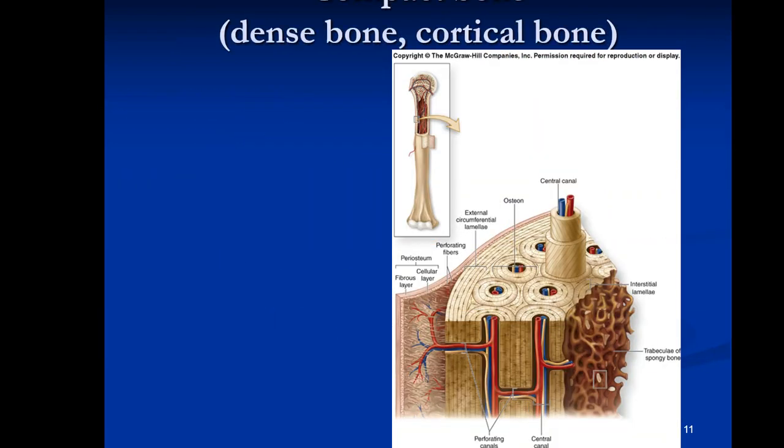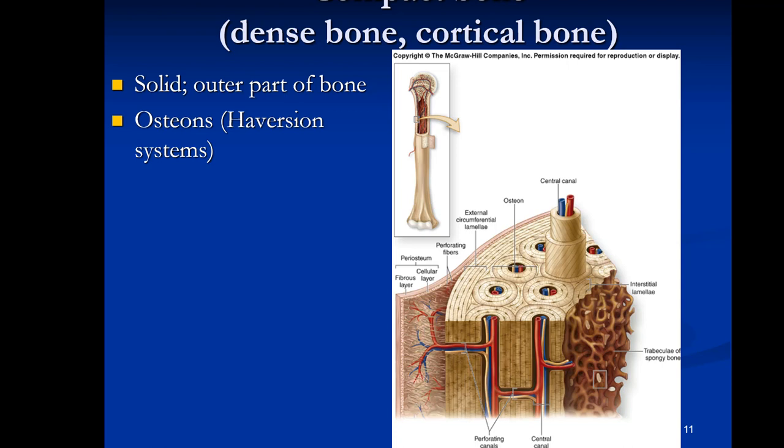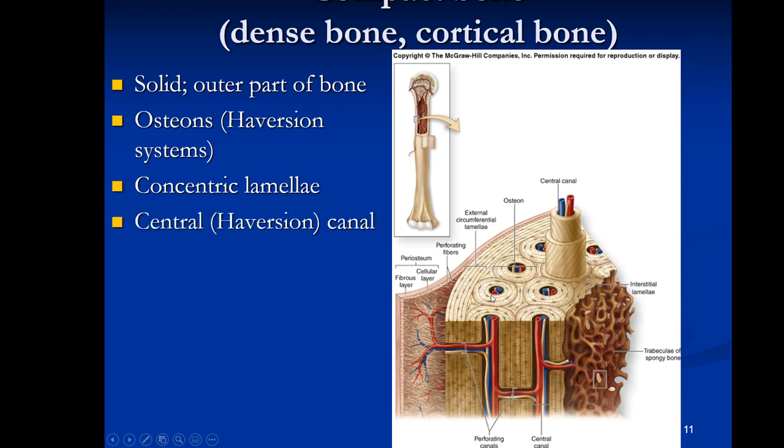So to review compact bone, I know you've seen some of this before, but we're going to go into a little more detail, and then we'll talk about spongy bone. It makes a solid outer part of the bone. There are units called osteons, sometimes known as haversian systems, and we've seen that. The osteons are surrounded by concentric lamellae. And in the middle, there's a central canal or haversian canal that has blood vessels and nerves.